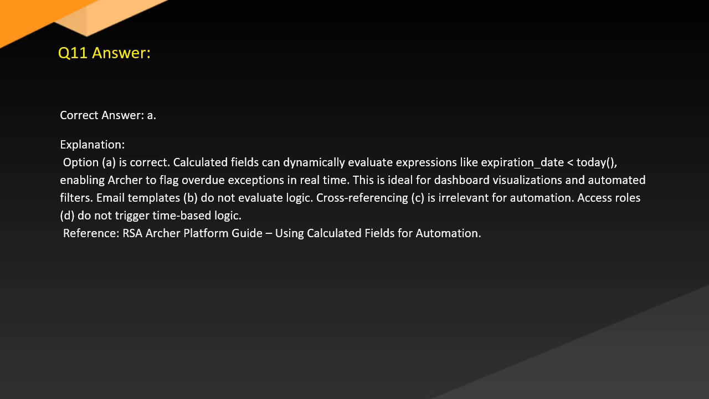Email templates (B) do not evaluate logic. Cross-referencing (C) is irrelevant for automation. Access roles (D) do not trigger time-based logic. Reference: RSA Archer Platform Guide, Using calculated fields for automation.